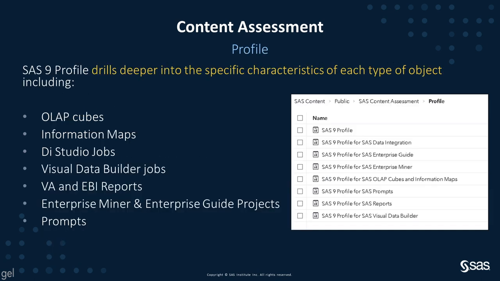SAS 9 Profile takes the analysis a step further and drills deeper into the specific characteristics of each type of object. Profile contains a series of reports for each SAS 9.4 content. The reports will include details like what tasks are used in EG projects, what transforms are used in DI Studio jobs, what calculations are used in cubes and information maps. So a much more detailed view for each individual type of content. Profile reports for content like Enterprise Guide and DI Studio jobs also provide details on the likely success of migration of individual content items.